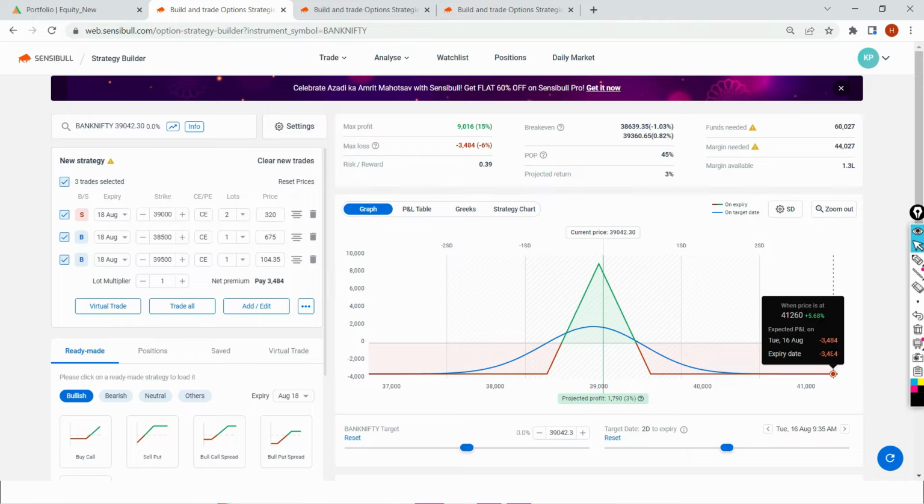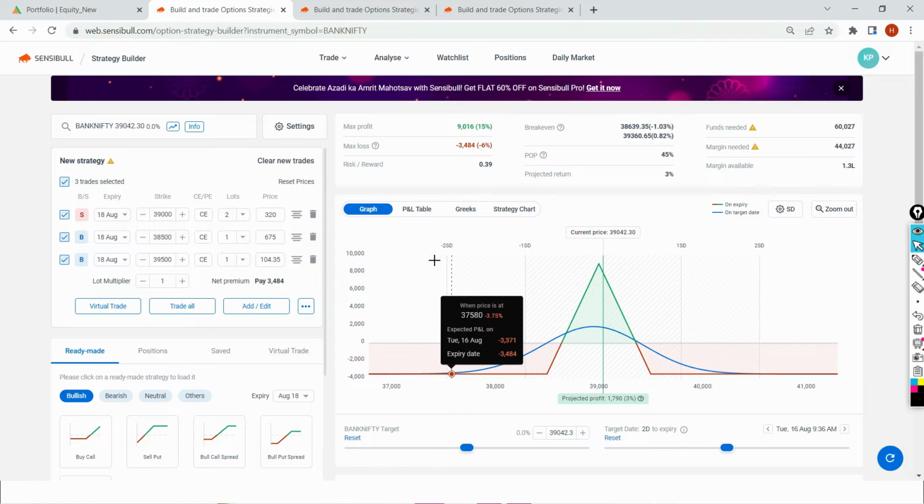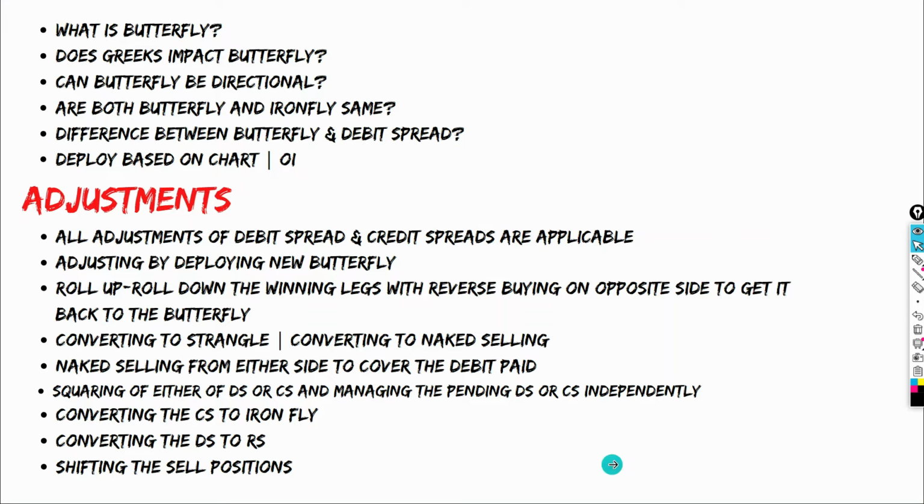So we have seen 3 flavors of the butterfly. Your typical butterfly, which is the non-directional trade. We have seen the call side, that is directional on the call side, and also we have seen the directional on the put side. So let me take you back to the presentation.